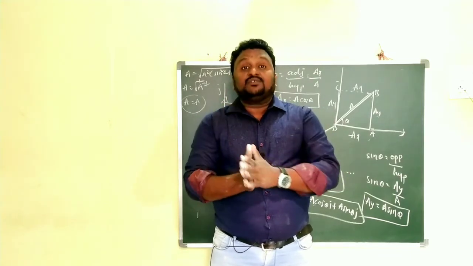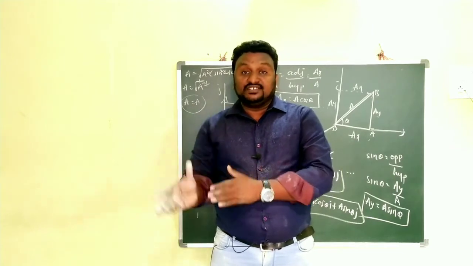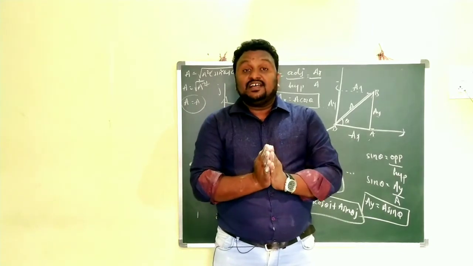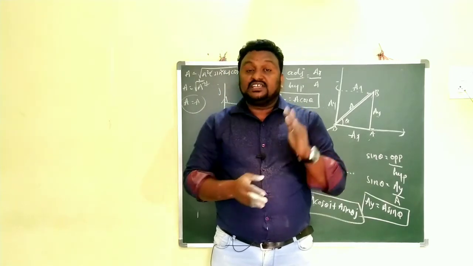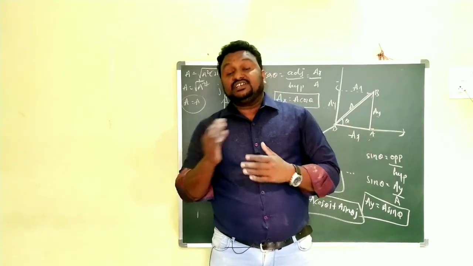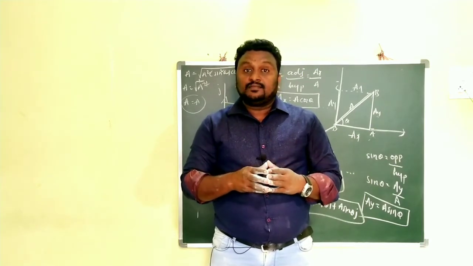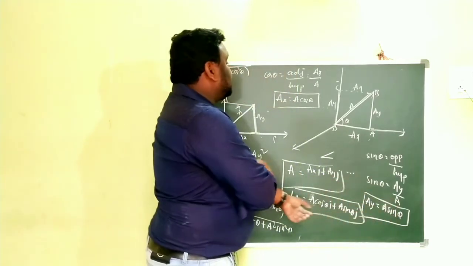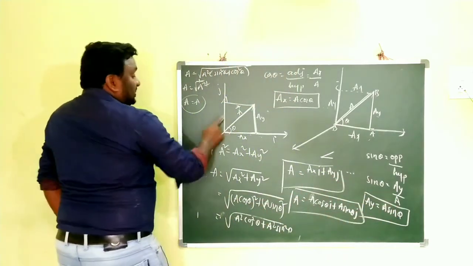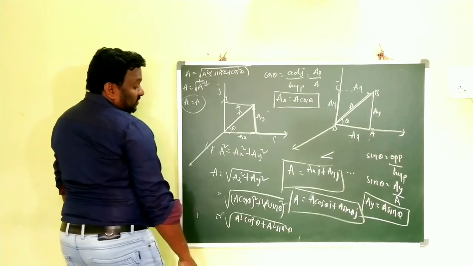So children, here we are taking one vector, that is A. A is equal to Ax i plus Ay j. In that, Ax is the x component, Ay is the y component. i represents the x axis and j represents the y axis. i, j, k are all unit vectors. So children, in this case this is the vector A, which should be taken as Ax and Ay.